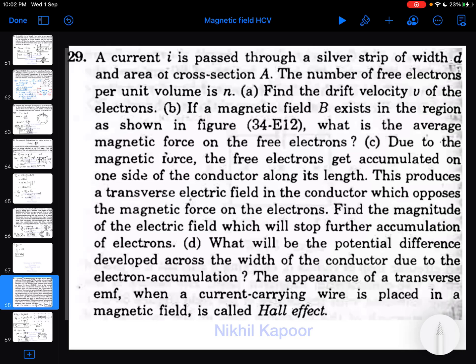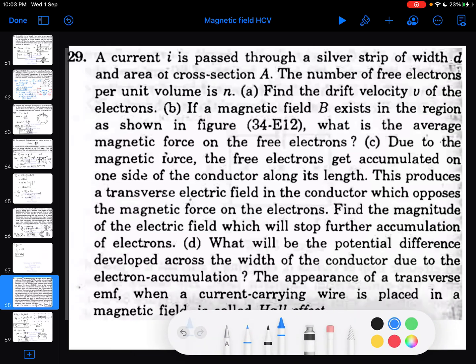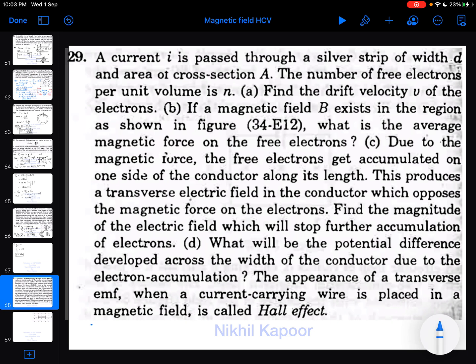Let's start with the 29th example. And what is said here in this example? A current I is passed through a silver strip of width D and area of cross section A. So here this is a silver strip. Its width is D and its area of cross section is A, and current is passed through this particular strip, which is I. The number of electron density per unit volume is n.